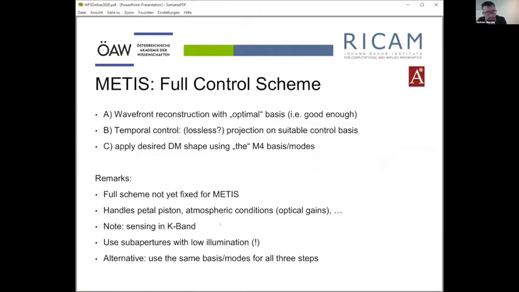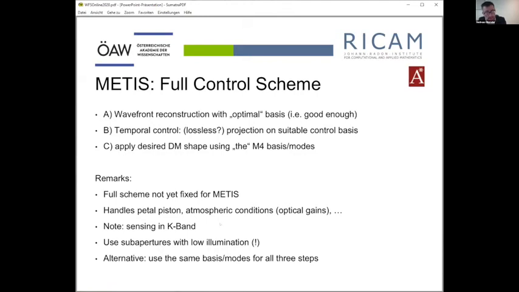Okay, the full control scheme for METIS is: we have the wavefront reconstruction, as said, in an optimal basis, I put it in brackets. If the basis is good enough, it fulfills all the requirements, so we stick with it. In a second step, we hand over the reconstructed residual wavefront to the controller, and the temporal control is done in a suitable control basis. And the final step is projecting the desired DM shape on M4 and on the M4 basis, modes, whatever. So this is the status right now. Let me mention that this is not yet fixed.